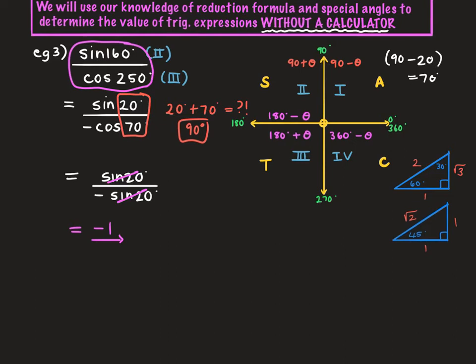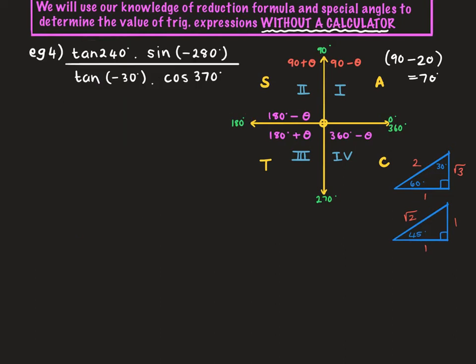Aren't these questions actually quite fun? I really enjoy it. Let's try one more example. Okie dokes, let's have a look at our last example. And I need to chat a little bit about these negative angles over here. So let's just deal with this first. Before we start identifying quadrants and reducing down to acute angles, let's just talk about these negative angles first.